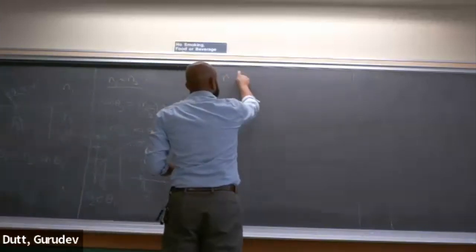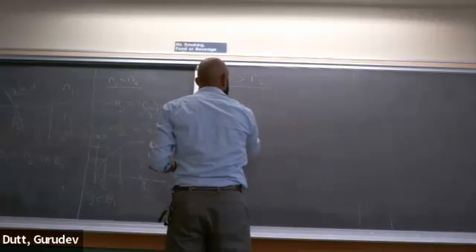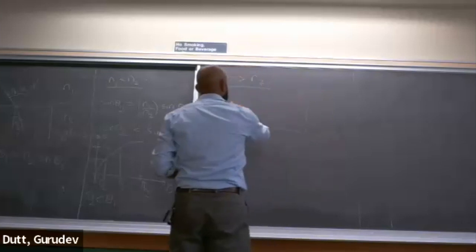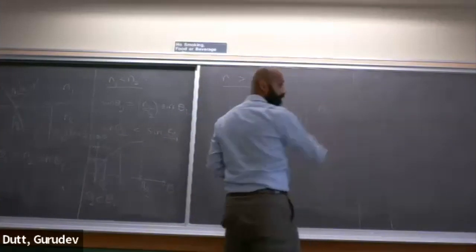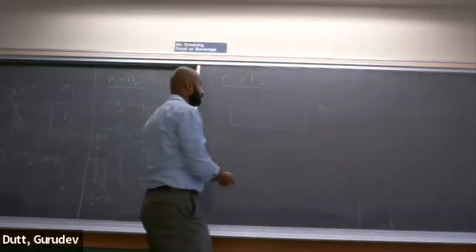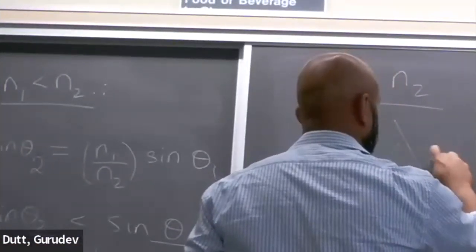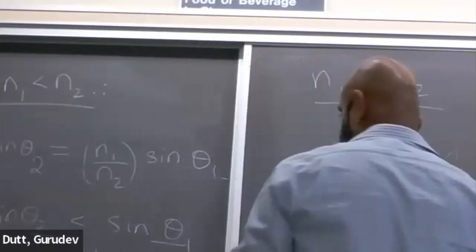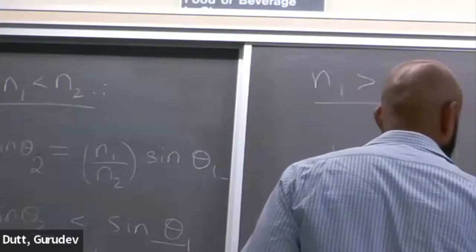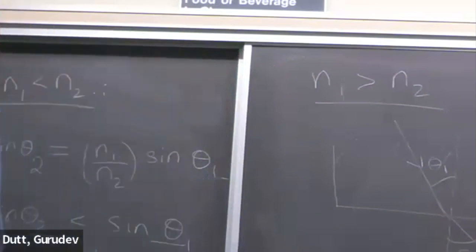Okay, now let's take the other case, n1 greater than n2. Well, what is that situation? It's the opposite situation. Let's say I take a piece of glass or water, any medium which has a refractive index n1, which is the medium of the incident beam. Again, I draw the angles. Now the incident beam is in a medium n1, which is greater than n2. By the same argument, theta 2, this angle over here, and this is theta 1, theta 2 must be greater than theta 1, for n1 greater than n2.